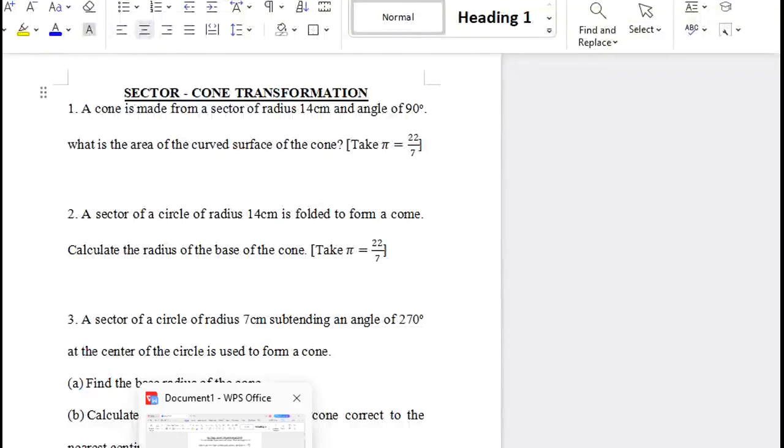So let's take a look at number 2. A sector of a circle of radius. So you've heard the word sector of a circle, that this sector has a radius of 14. So the sector has a radius, so that's my R. Now my R is always the slant height. Yes, R is always equal to the slant height.